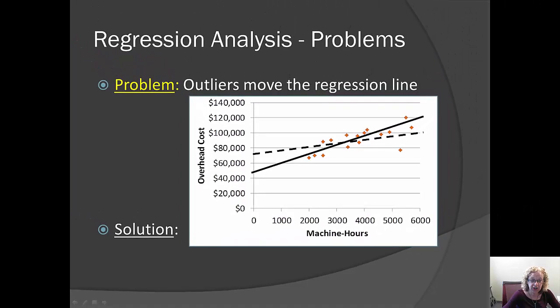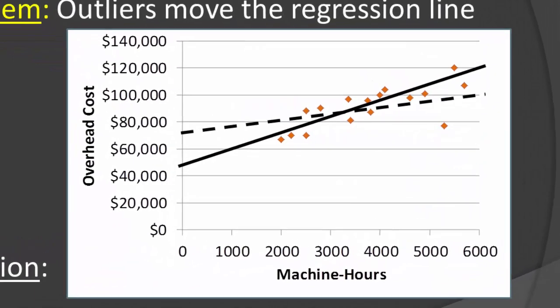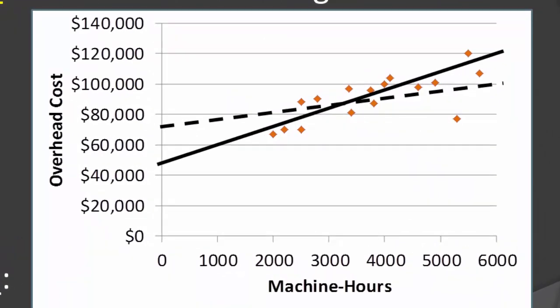Another issue in regression analysis is outliers. An outlier is a data point that does not fit well with all of the other data points. So most of the data points are telling one story, but this one outlier is telling a different story. The graph shows an example. Here's our outlier. It seems significantly different from all of the other points.